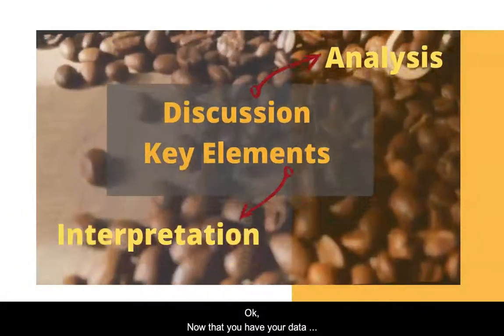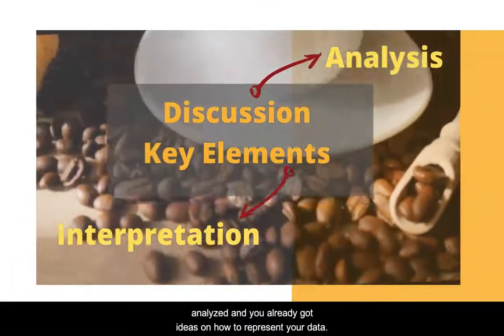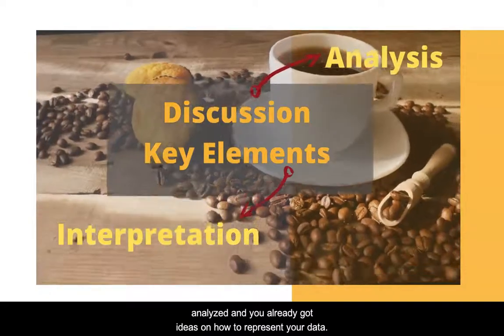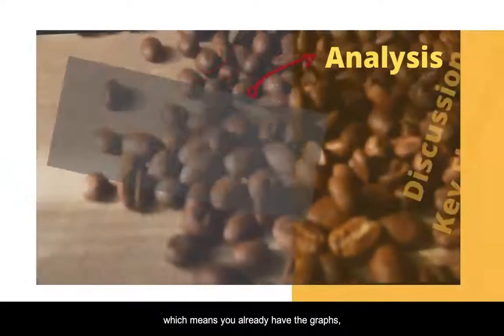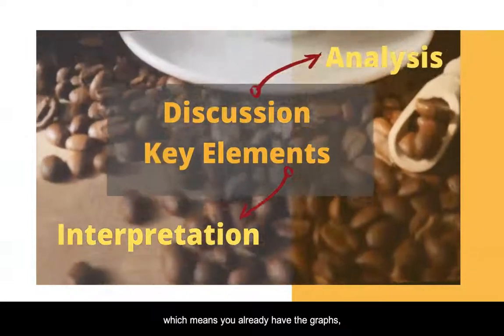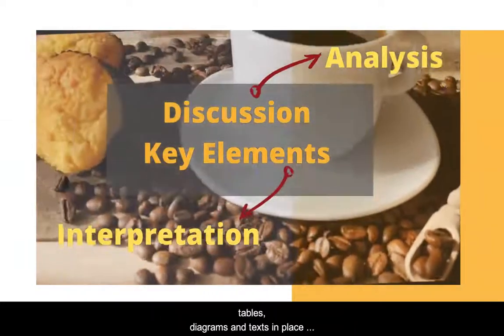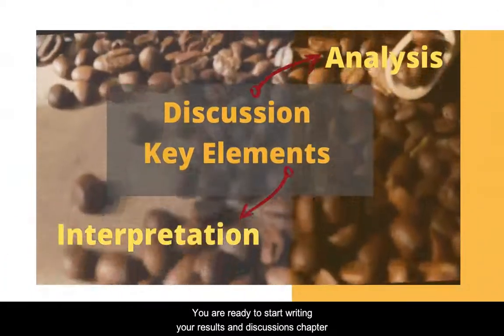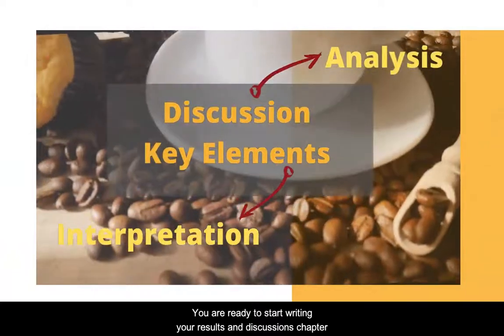Okay, now that you have your data analyzed and you already got ideas on how to represent your data to your audience, which means you already have the graphs, tables, diagrams, and text in place for your thesis, which means you are ready to start writing your result and discussion chapter.